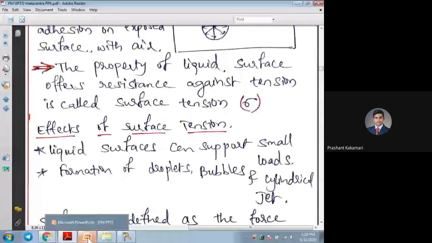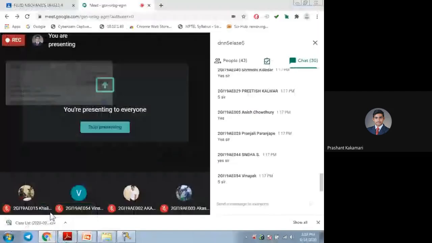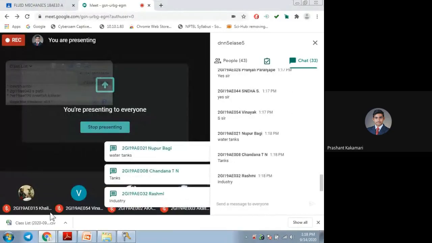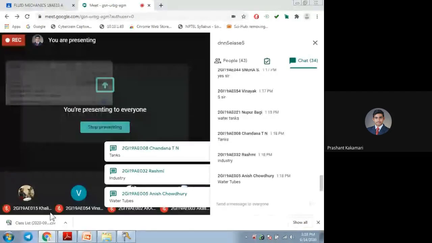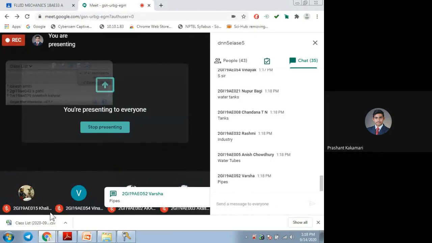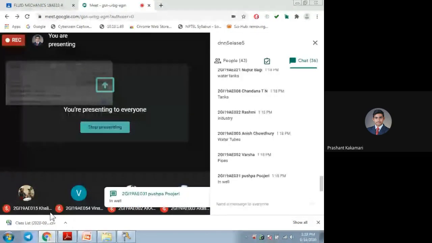Any examples? Water or liquid in cylindrical form. It may be completely filled with cylindrical form or it may be half cylindrical form where you can observe. Water tanks. Water tanks are square type or rectangular type. Cylindrical type. Yes, water tubes. Very good, Anish Chaudhary and Varsha. They are telling that water tubes or pipes you can see. Yes, very good. In a well.